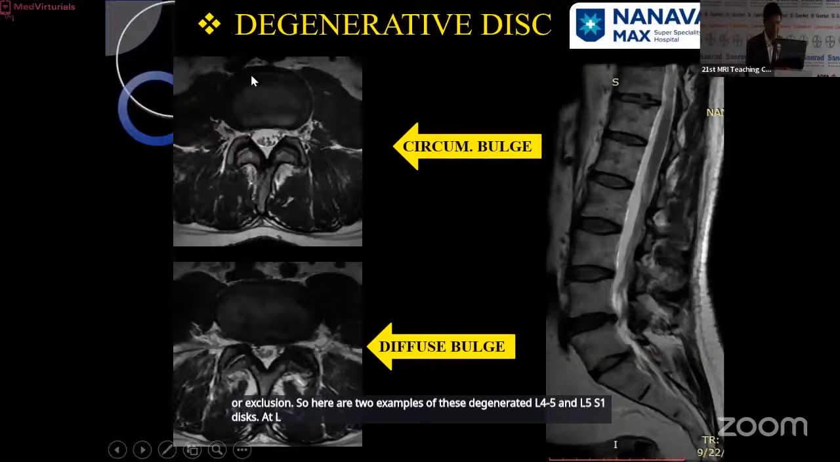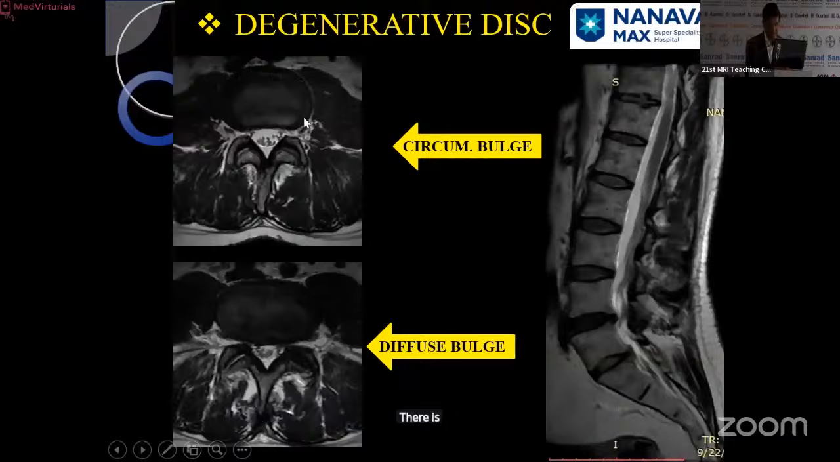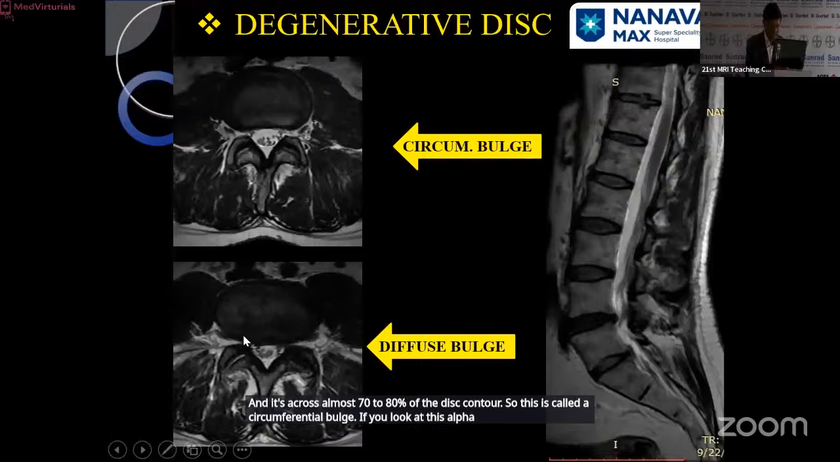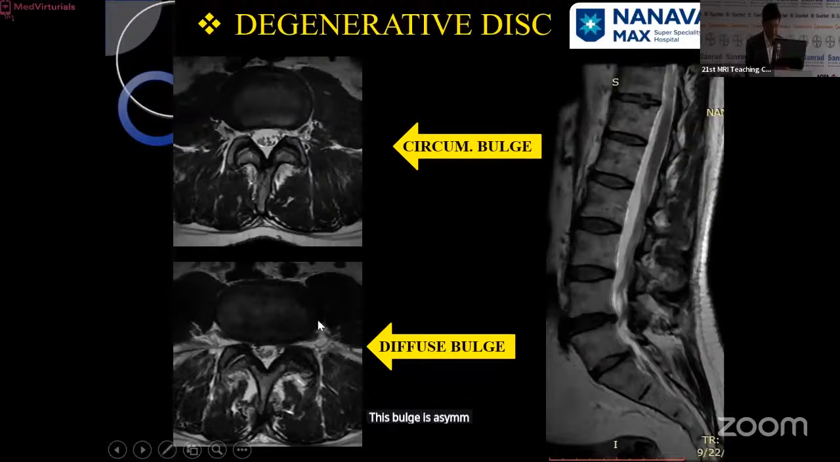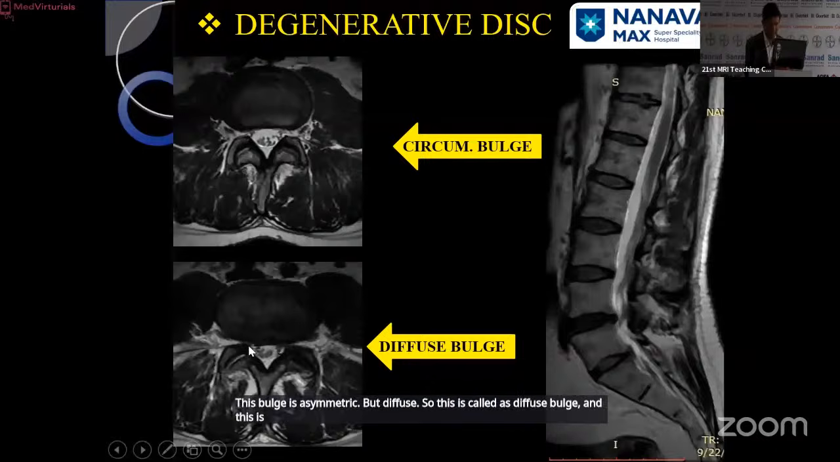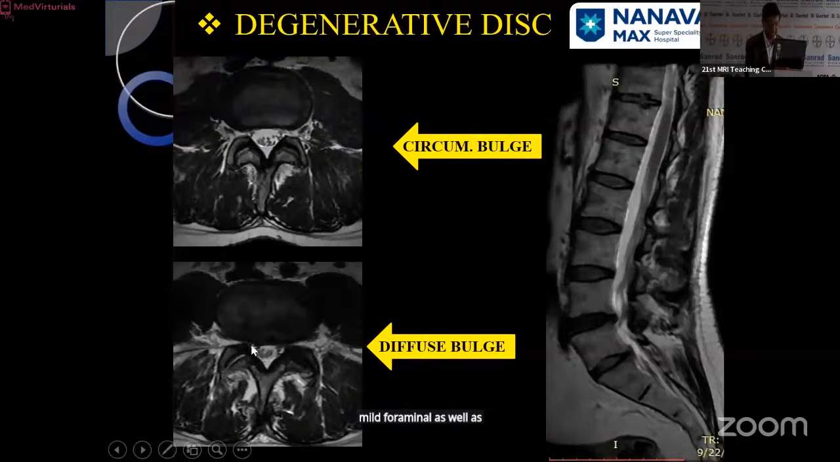At the L4-5 disc, if you see, there is extension of nucleus beyond the expected area of annulus, and it's across almost 70 to 80% of the disc contour. So this is called circumferential bulge. If you look at this L5-S1 disc, this bulge is asymmetric but diffuse. So this is called diffuse bulge, and this is minimally indenting the thecal sac and causing mild foraminal as well as lateral recess stenosis. Compare foramina and lateral recess here versus this. Here the lateral recess and foramen contain fat and are normal.